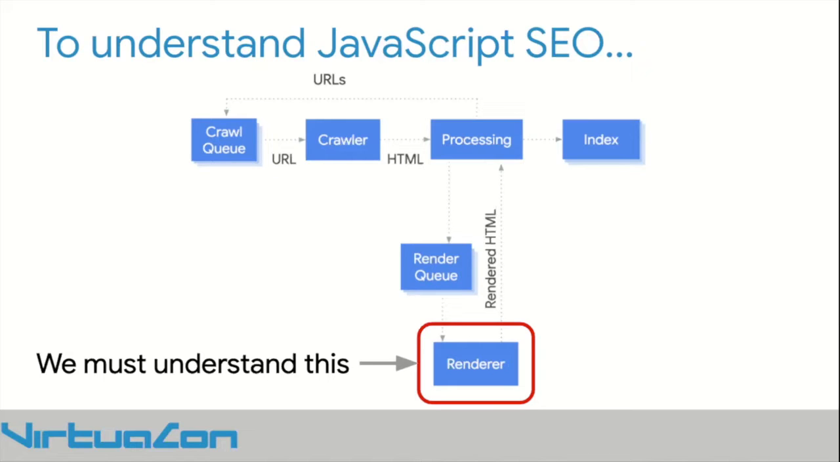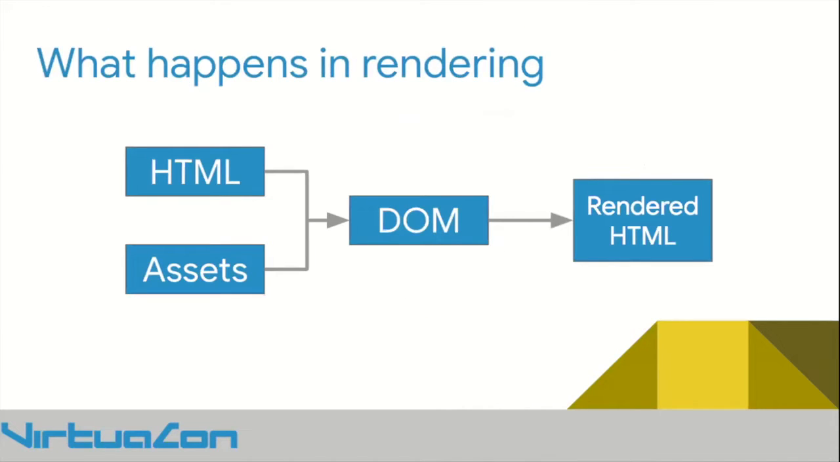You should not have to worry too much about it, but I think it makes sense to understand what's going on in there to get a better understanding of where things could potentially go wrong or how JavaScript influences things. Which brings us to our second point, more or less: what happens in rendering is this.